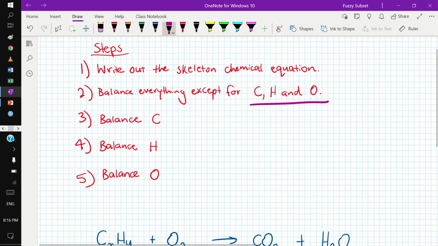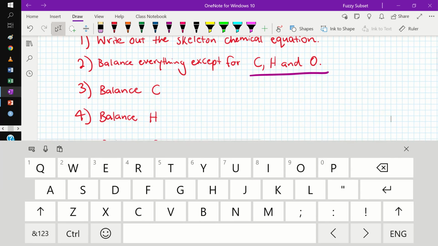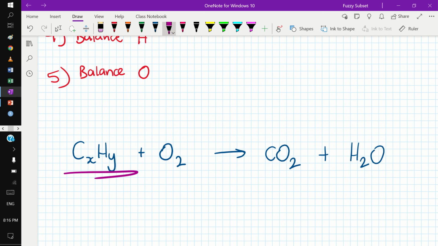So first of all, let's have a look at what I mean by skeleton chemical equation. I'm essentially talking about some sort of hydrocarbon, which is that CxHy, because obviously a hydrocarbon has some amount of carbon and some amount of hydrogen. We're reacting that with oxygen, O2, and that's always going to produce carbon dioxide and water. So let's have a look at some examples now.